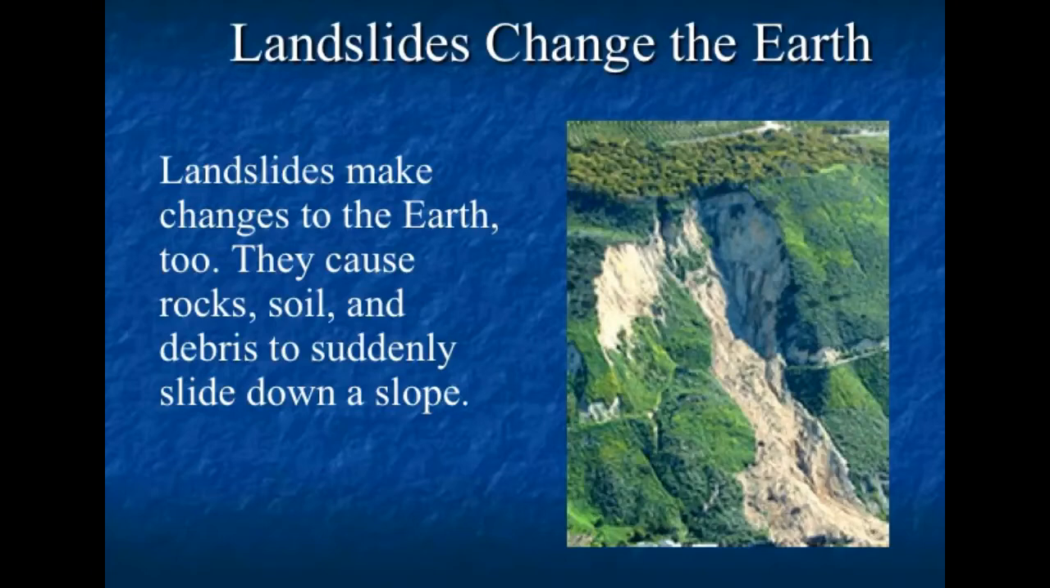Landslides. Landslides make changes to the Earth too. They cause rock, soil, and debris to suddenly slide down a slope. Okay, so you can see here's our hill. It's got a slope to it. And the force of gravity has brought it down the slope. You can see where it either loosened quickly due to an earthquake, or if it rains too much and begins to loosen, the water and the gravity pull it down.